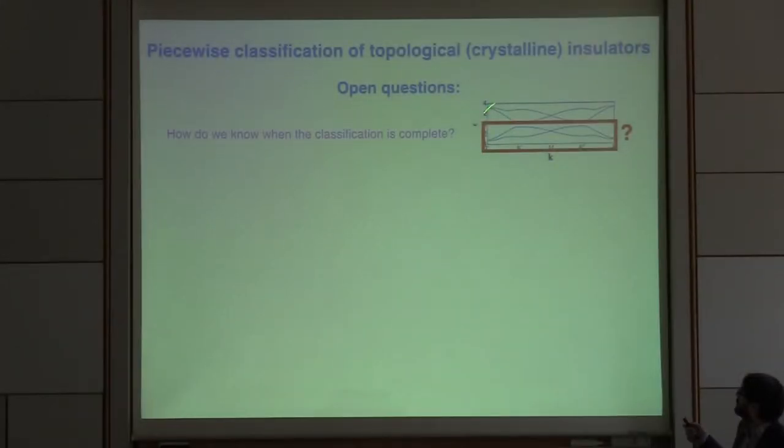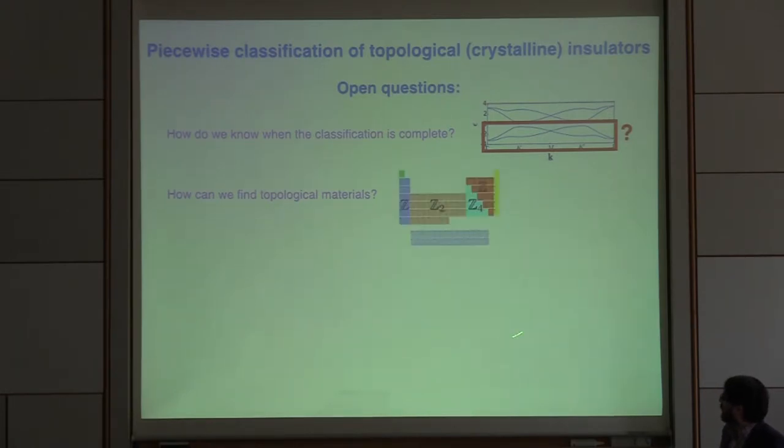Now, this is so far a piecewise classification because there's questions of how do we know when the classification is complete. For example, if I have a bulk band which looks like this, when I go on the edge, all bulk bands are not created equal. I can have edge states, as I said, and how many edge states can I have? And how can we find topological materials, which I think is the more practical question.